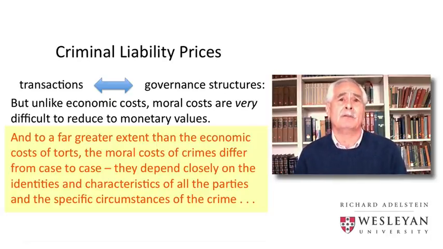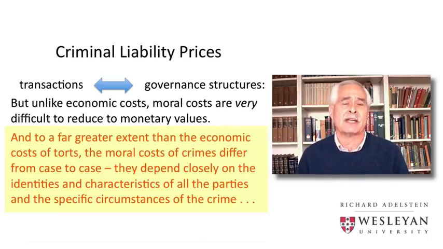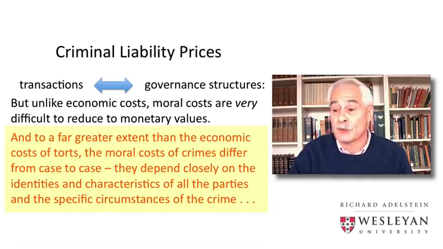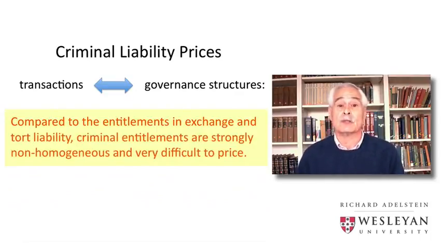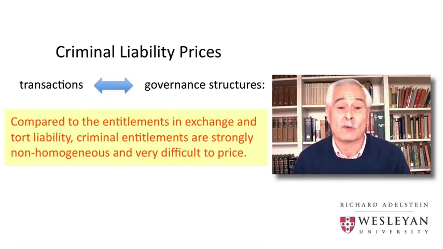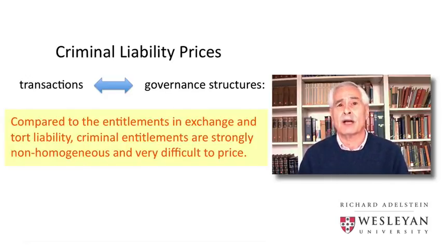So the moral costs of any abstractly defined crime will vary greatly from case to case, because the moral costs imposed by each crime are so closely dependent on the circumstances of the case and the identities of all of the parties to the transaction itself. And so, compared to the entitlements in free exchange and in tort liability, criminal entitlements are strongly non-homogeneous, and as a result of their non-homogeneity and the subjectivity of moral costs, criminal entitlements are very difficult to price in the liability system. It's very difficult to determine what the appropriate price to be brought back to any offender will be, the price that perfectly or close to perfectly internalizes the moral costs generated by that offender's offense.